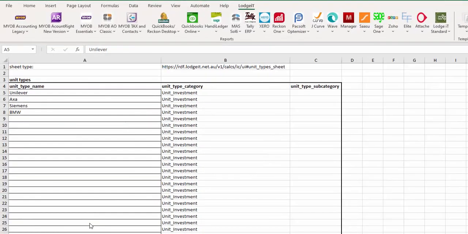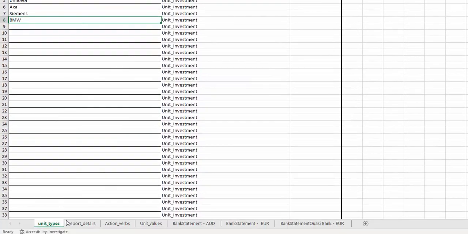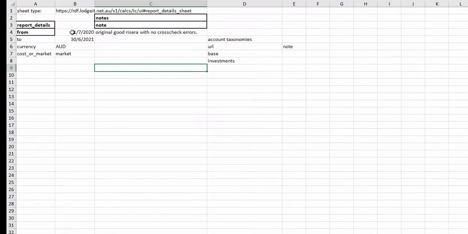So we're having a look at an RDF accounting engine, and we're using Excel for our inputs. We've got our unit types for the investments that we are going to generate a balance sheet and profit and loss in relation to. Got some report details with start and end date for our general reports, balance sheet, profit and loss, cash flow. Anything that relates to historical period will sit behind that date line in terms of a comparative balance sheet and profit and loss.